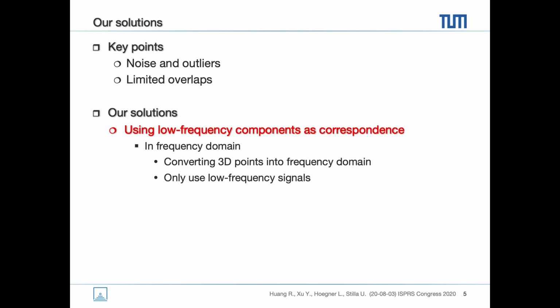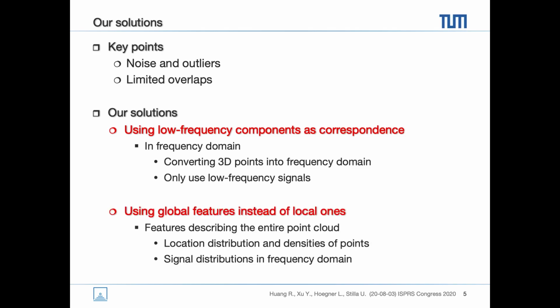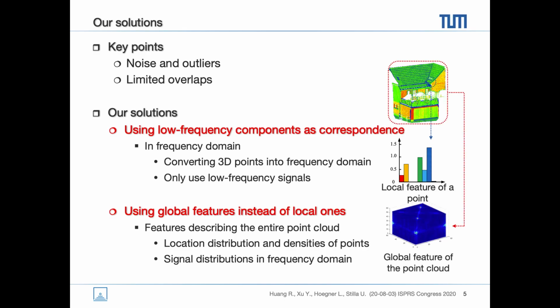First, we use low-frequency components as correspondence, in which 3D points are transformed from the spatial domain to the frequency domain, and the unchanged parts of the registration pairs are treated as low-frequency parts. Second, instead of using local features, we utilize global features, which describe the entire point clouds using local distribution and densities of points.